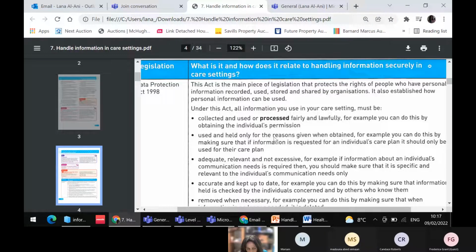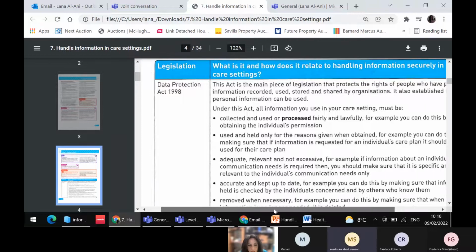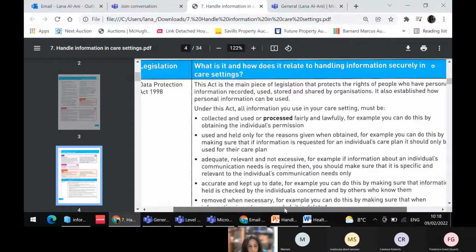Is it good enough? Can you read it, or do you want me to enlarge the screen? Yeah. You can read it? Excellent.